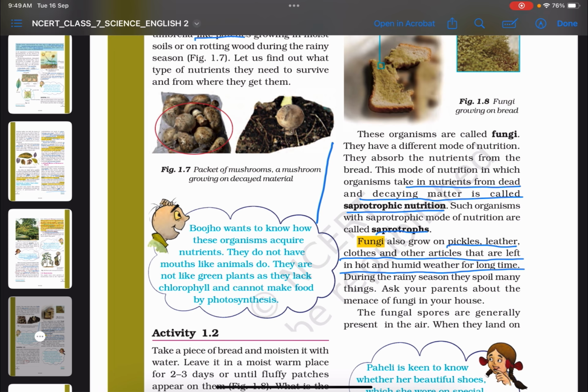Boojho wants to know how these organisms acquire nutrients. Do they not have mouths like animals do? They are not like green plants, as they lack chlorophyll and cannot make food by photosynthesis.